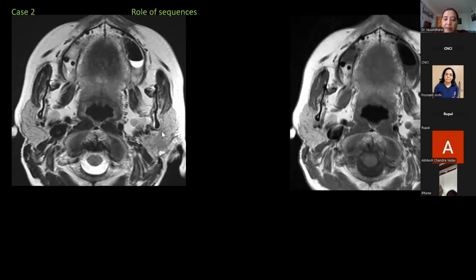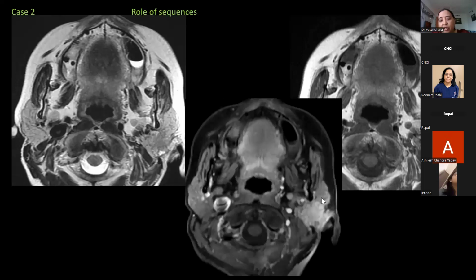We can hardly see the margins of the tumor, probably because there are secretions within. The tumor is T2 bright and now it is not well differentiated from the adjacent gland. Whereas if you see your T1 weighted image, the lesion is very well seen. So many a times in parotid, I would like to look at my T1 weighted image for the extent of the tumor rather than a T2 or even a post contrast.